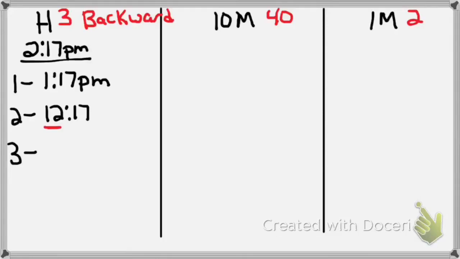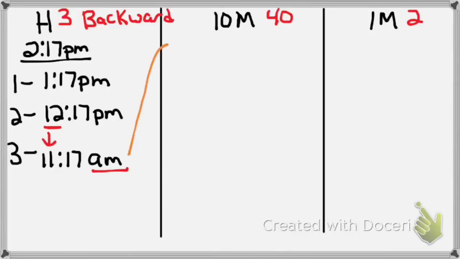But again, at 12:17, it's already changed. So it should still be the p.m. The one before that is where it's going to make the change. So 12:17 will already be that p.m. The one before that, an hour less than 12:17, is 11:17, and that one will be the a.m. So I finished my 3 hours counting backward. I'm going to move my last time, 11:17 a.m., to my next column and underline it.